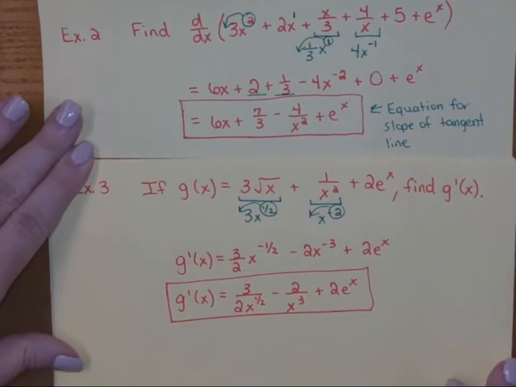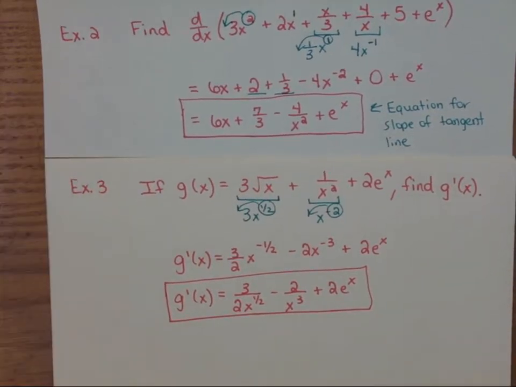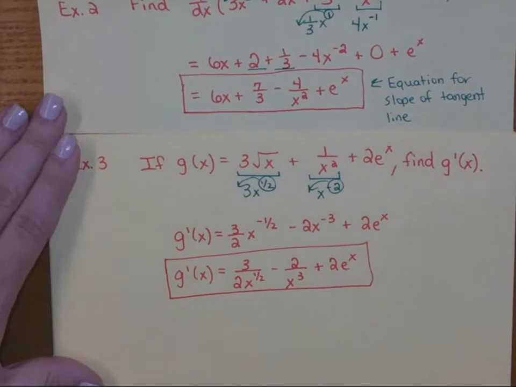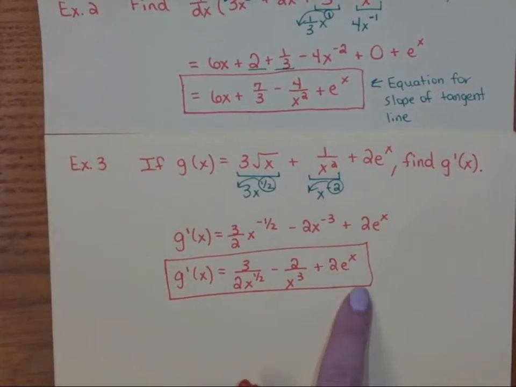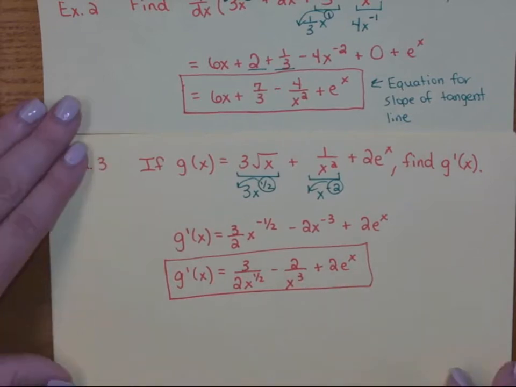Okay, so that's the rule for e. The derivative of e to the x is always just itself, e to the x. Okay. By the way, I'm not going to write this for this one, but this is also the equation for the slope of the tangent line. That's always what the derivative is.